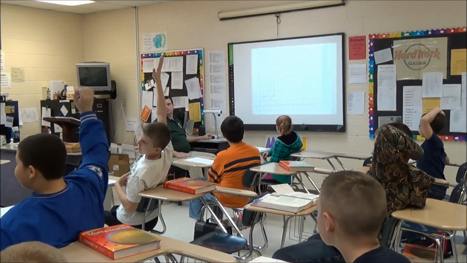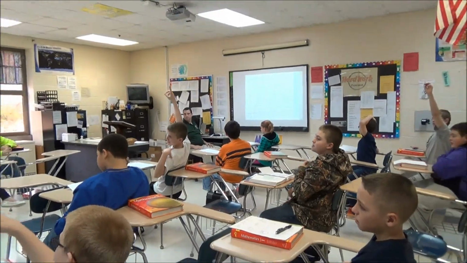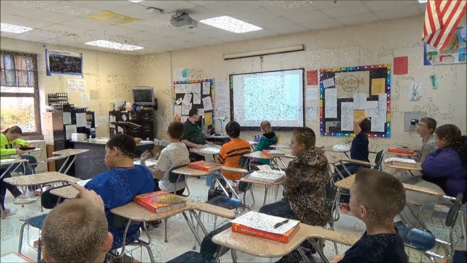So what does a right triangle mean? It has one angle that's exactly 90 degrees.